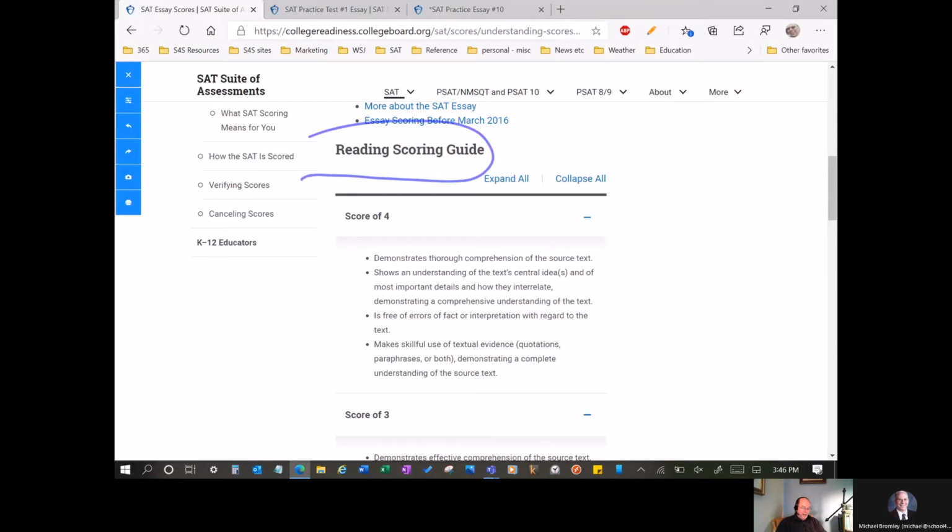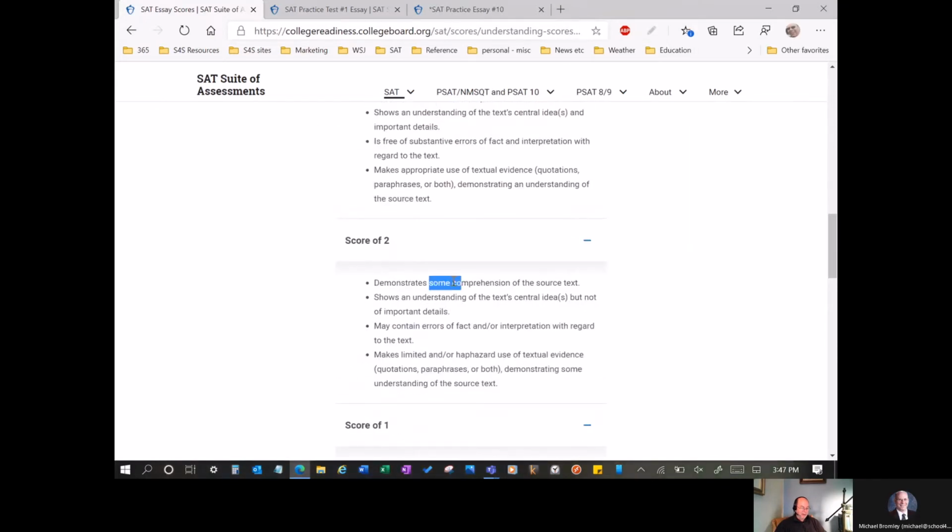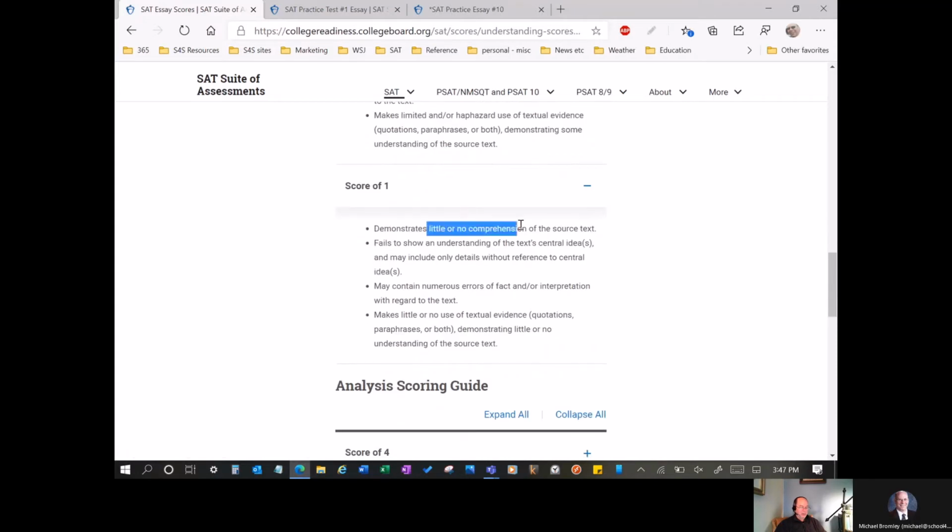And understand the text's central idea. It's free of errors of interpretation regarding the text. Make skillful use of textual evidence. So that's big. You're going to be measured on if you bring in evidence from the text. Quotations, paraphrases, or both, demonstrating a complete understanding of the source text. Now, when we get into some of the different things, like 3 is effective comprehension, 2 is some comprehension, and score 1 would be little or no comprehension.